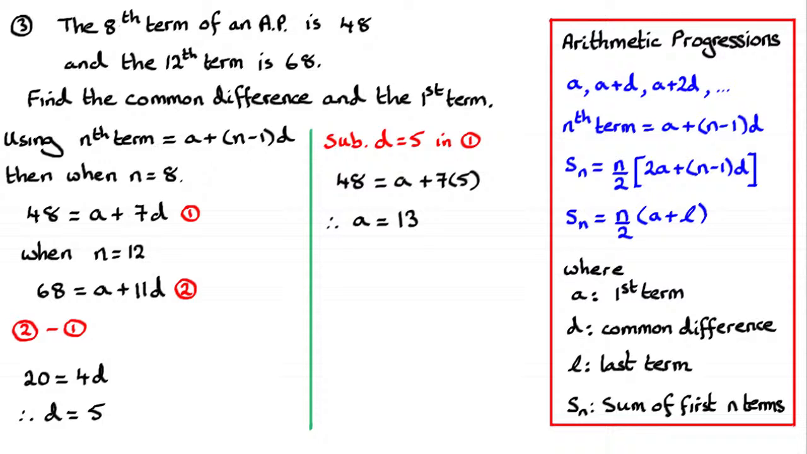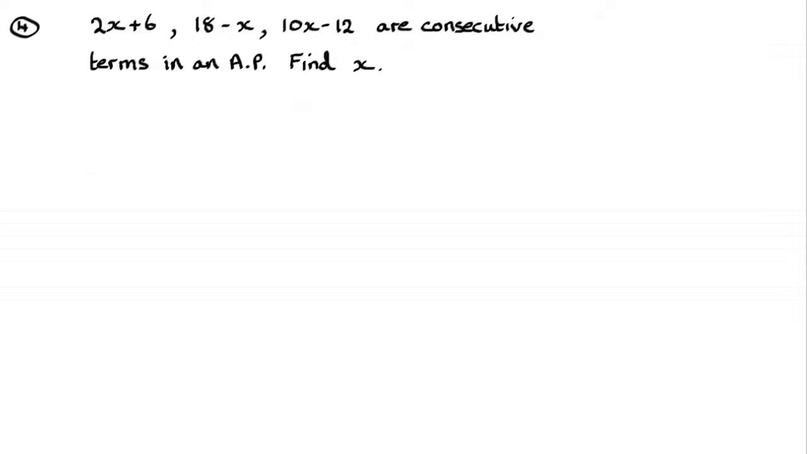Okay, so here we go. Next question. This one coming up, I find, does cause a few problems when I've seen it given to students before. But let's see how you get on. It's an algebraic one about consecutive terms. We've got 2x plus 6, 18 minus x, and 10x minus 12 are consecutive terms in an arithmetic progression. And you've got to tell us what x is. So away you go. Different style of question, but still based around arithmetic progressions. So see how you go with that.